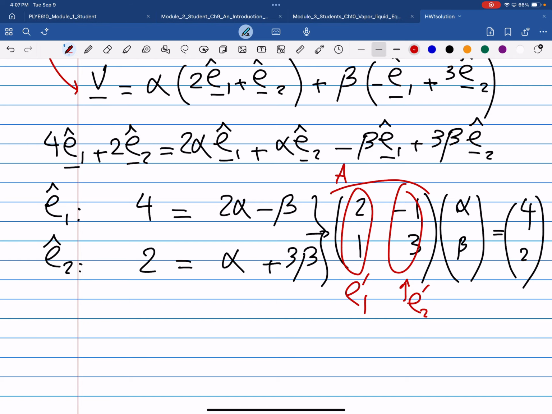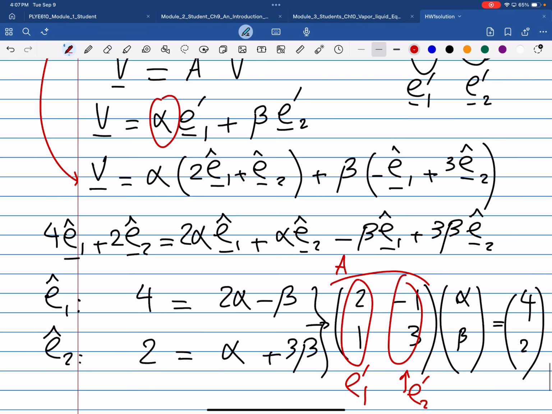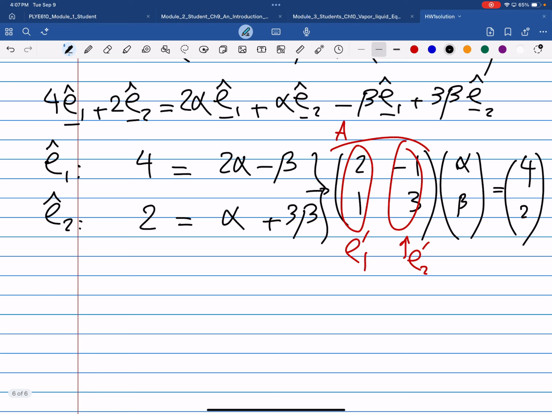Alpha and beta here are the components of the vector in the primed notation. I use alpha and beta; you can use v prime 1, v prime 2, it doesn't matter. So I need to multiply it by that. Then you talk about inverse, right? If you solve it using the inverse, I can find the inverse of the A matrix and multiply both sides. So basically, in one shot, alpha beta is going to be A minus 1 times this 4 and 2. That's it. You don't need to memorize it.